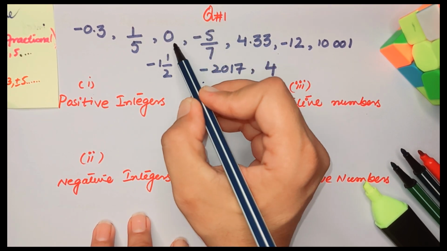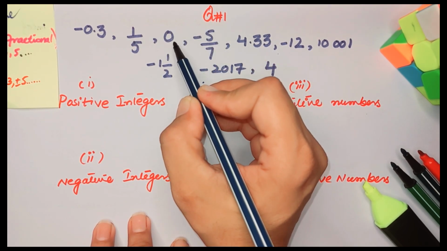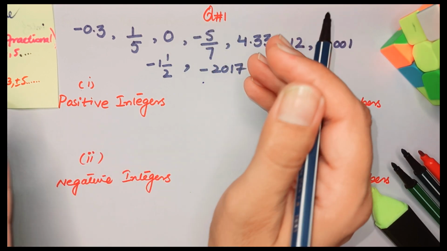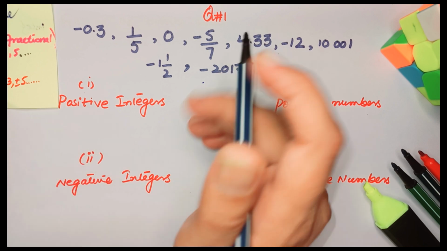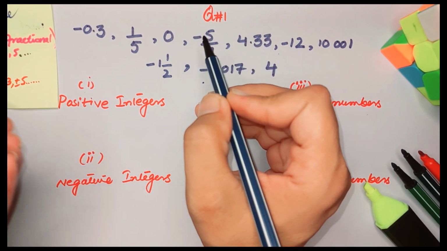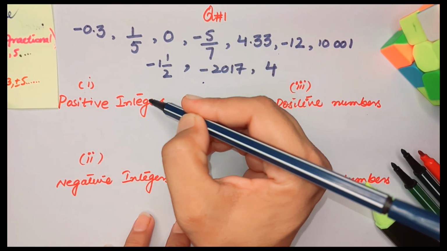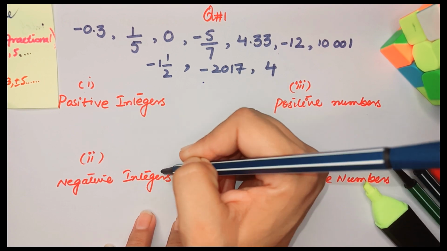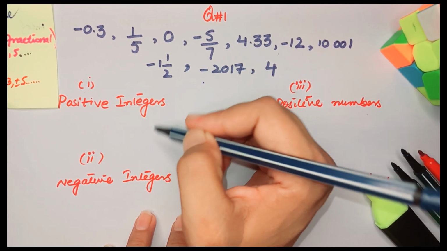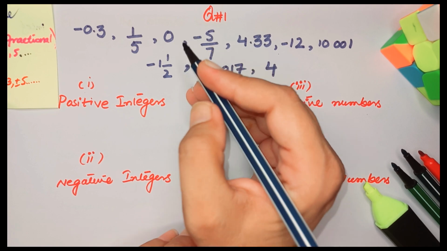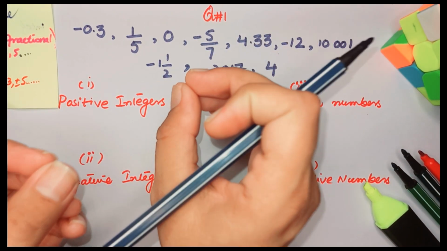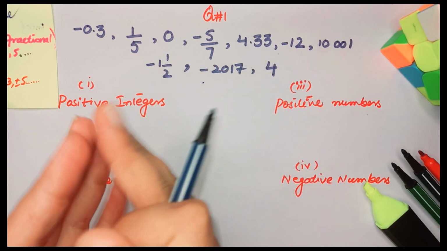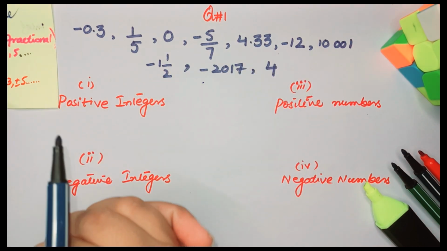Next is 0. So 0 is neither positive nor negative. It's a whole number, but we have to identify positive integers and negative integers. So 0 is neither positive nor negative. It's an integer because it's a whole number, but it is neither positive nor negative.